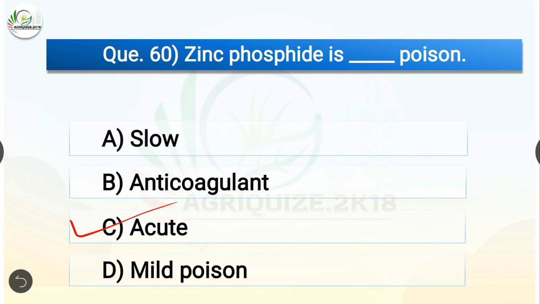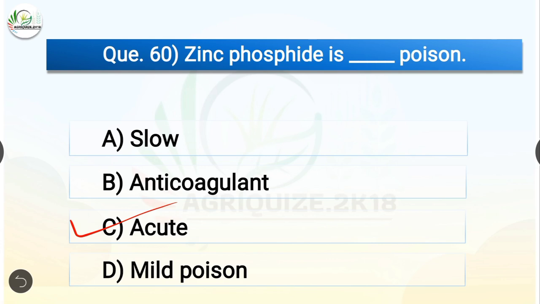Zinc phosphide is an inorganic compound that combines phosphorus with zinc. It is used in rodenticide baits. When an animal eats the bait, the acid in the animal's stomach turns the zinc phosphide into phosphine. Phosphine is a very toxic gas and is used as a fumigant in stored grain.